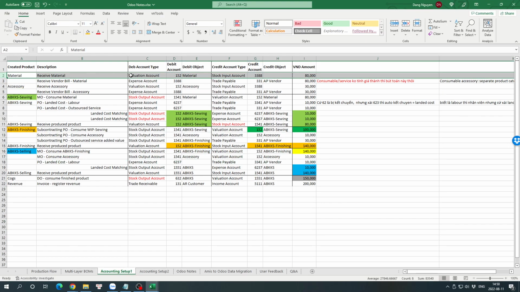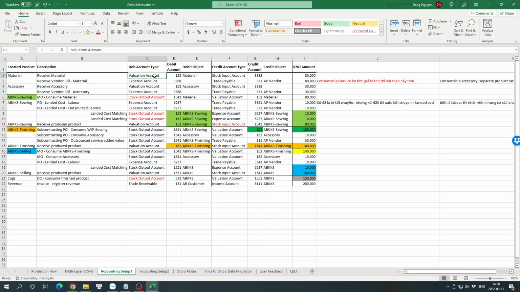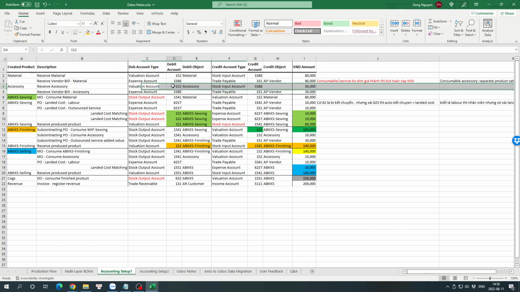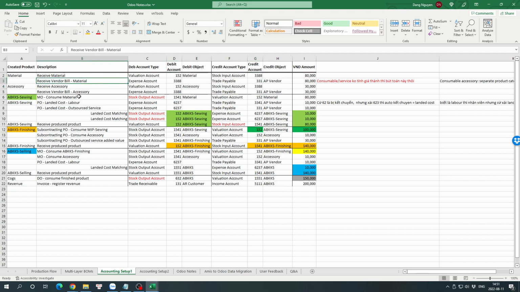Material, you buy it, you receive it, it goes to valuation account. 152 debit object is the material. Stock input account is 3388. And then you receive the vendor bill. This is a simple process, but then, okay, production comes in. But this is similar. You buy material, you buy accessories, similar accounting treatments. It's basically begin with receipt material and then vendor bill.